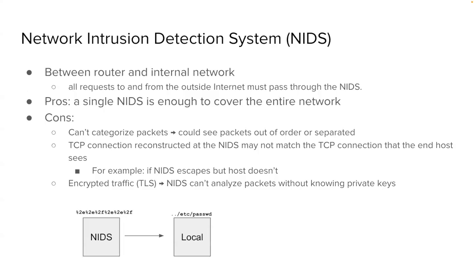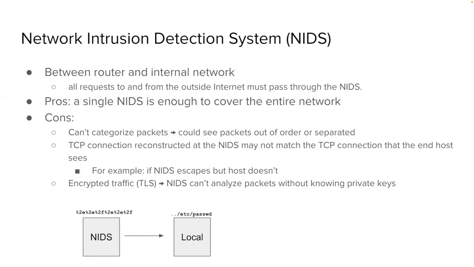So the first detector is called Network Intrusion Detection System, or NIDS. It's located between the router and the internal network, so it can see all the requests to and from the outside internet. Therefore, a single NIDS has the ability to cover the entire network. But the downside is that it cannot see all the packets cleanly. It could see packets out of order because of the nature of the internet. And the TCP connection reconstructed at the NIDS may not match the TCP connection that the end host sees.